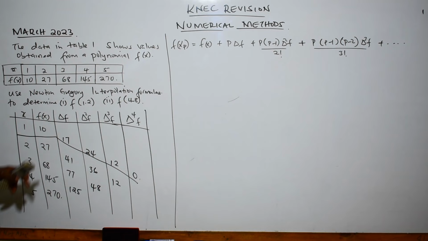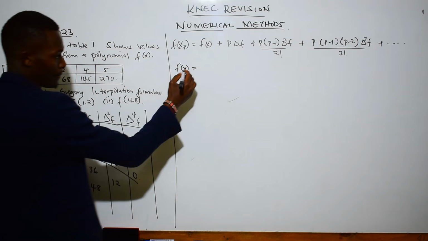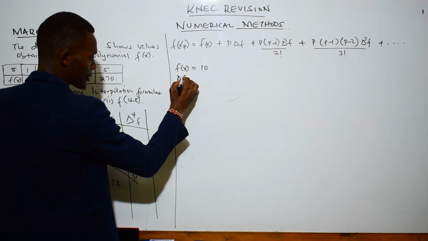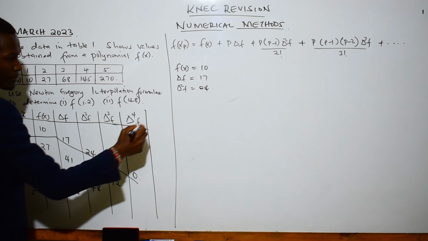Now we determine all the values that we need there. So we get our f(x). What is our value for f(x)? It will be 10. Then we get our first, second, and third difference. Our first difference will be 17. Our second difference will be 24. Our third difference will be 12.